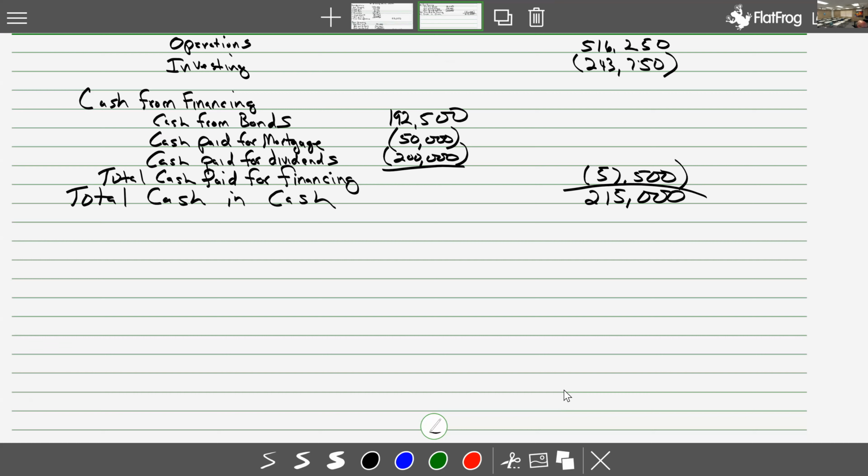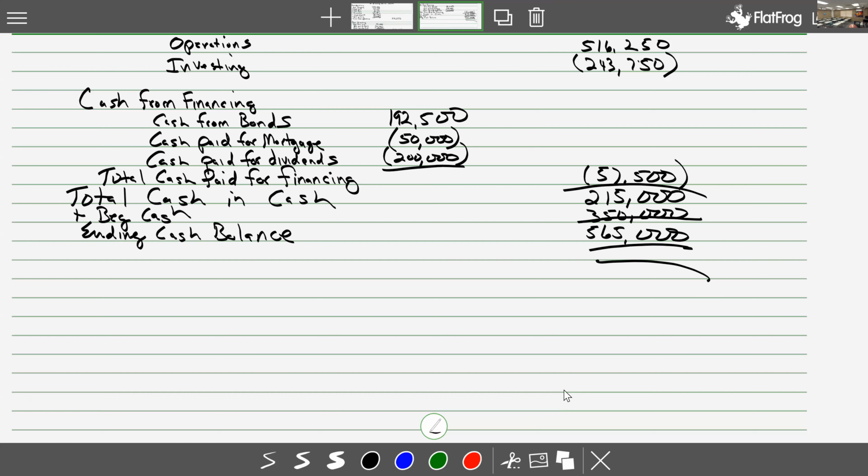So we put our total change in cash and then we add our beginning cash. So what did we have at the beginning of the year? Go back to question number one. 350. Gets us to our ending cash balance of 565,000, which is what it should be shown on our balance sheet, and it is. So there's how you would make a statement of cash flows using the indirect method.